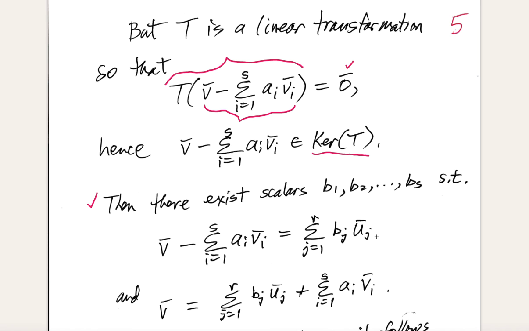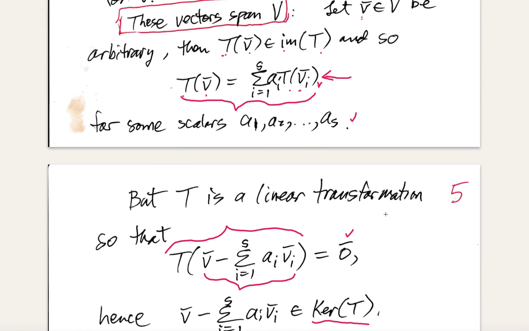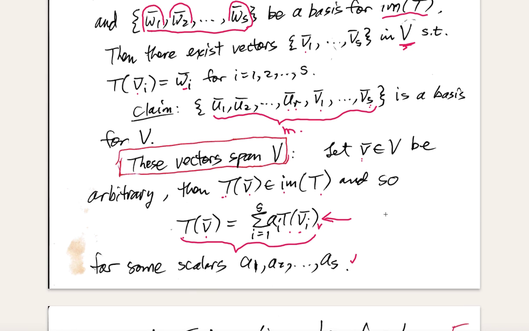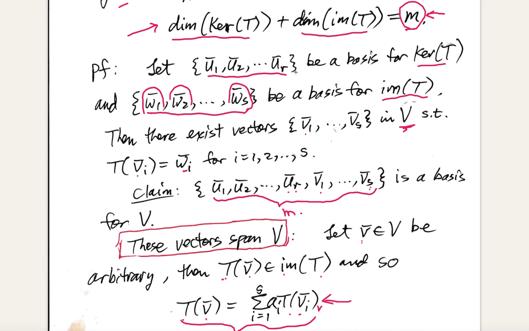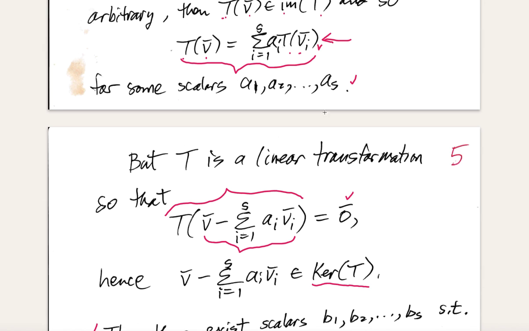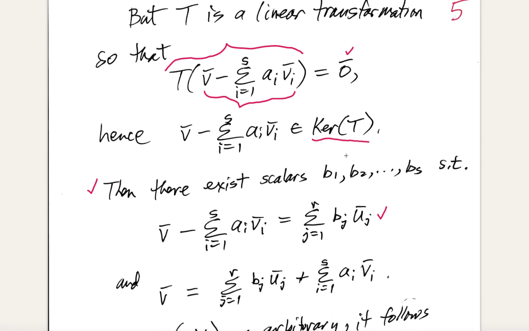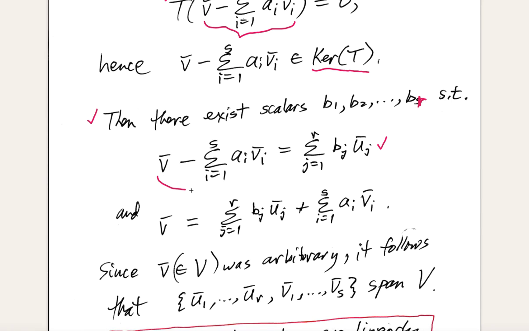this vector must be expressible as what? A linear combination of the basis vectors of the kernel. But what was the basis of the kernel? Oh yeah, it was the U's up here. Let's come back up here. Remember, this was a basis for the kernel? So that means there's got to be scalars B1 through BR, oops, that should be an R right there, typo, such that my V bar minus the summation there, that vector, is actually a linear combination of the U's.